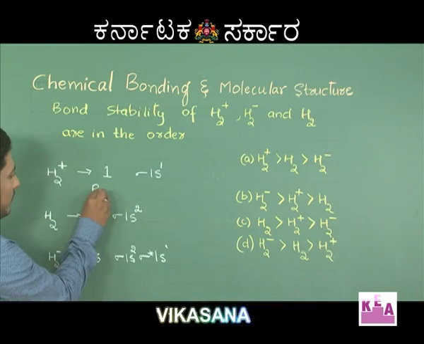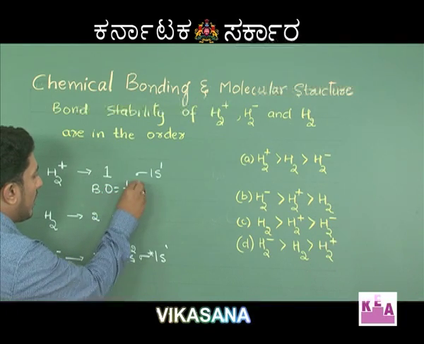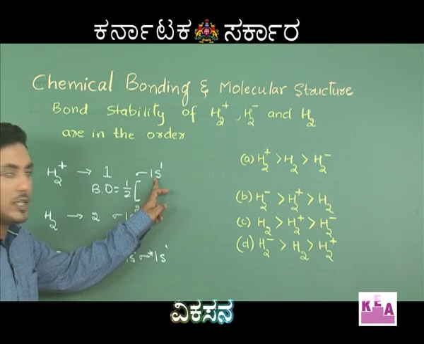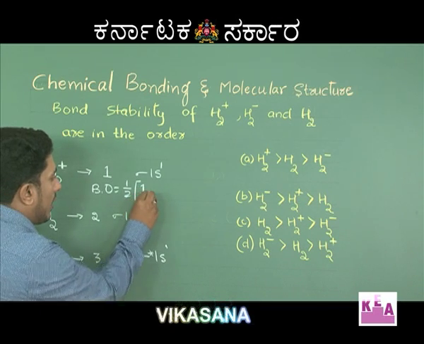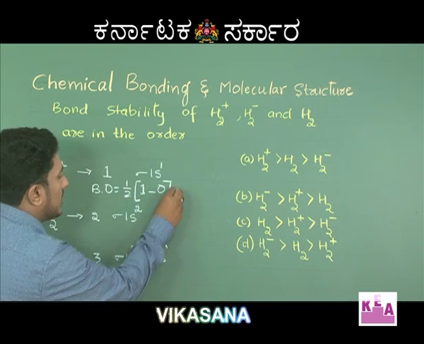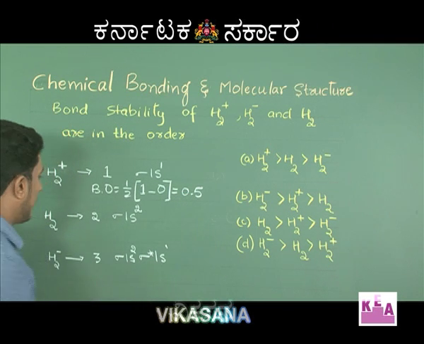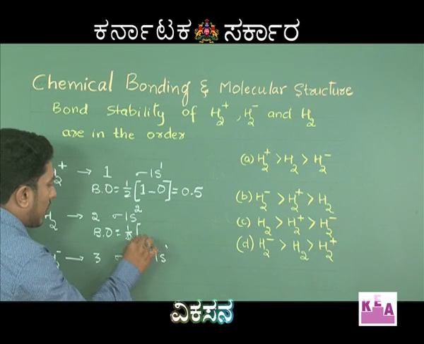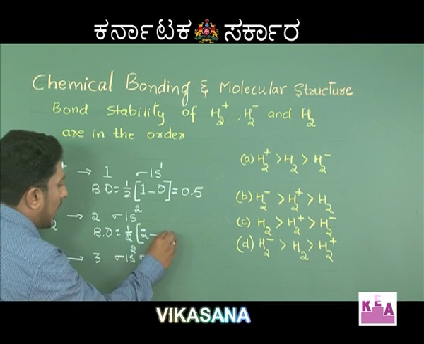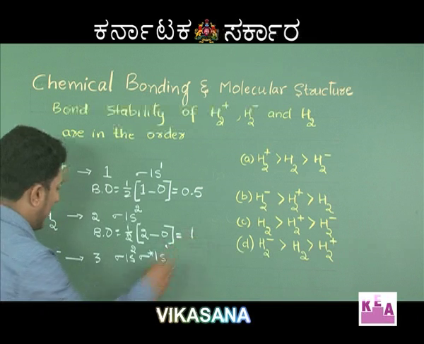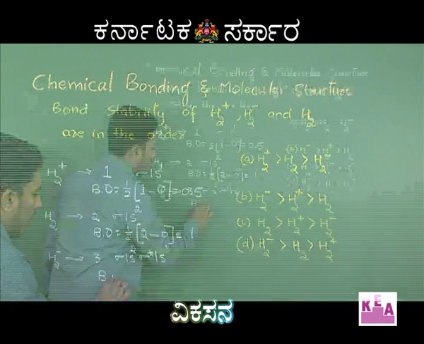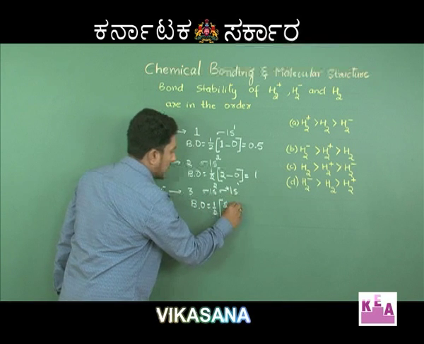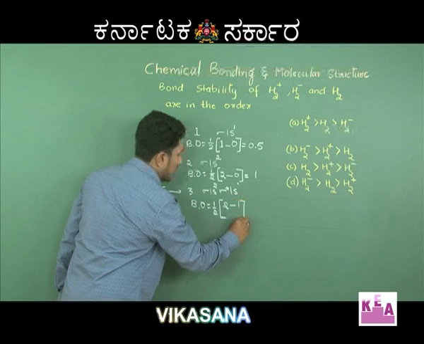For H2 plus, bond order is equal to half of the number of electrons in bonding minus the number of electrons in anti-bonding. It contains 1 electron in bonding, so 1, there are no electrons in anti-bonding, so 1 minus 0, that will be equal to 0.5. For H2, bond order is equal to half of the number of electrons in bonding, 2, we don't have anti-bonding electrons, so this will be equal to 1. For H2 minus, bond order will be equal to half of 2 electrons in bonding minus 1 in anti-bonding orbital, so this will be equal to 0.5.